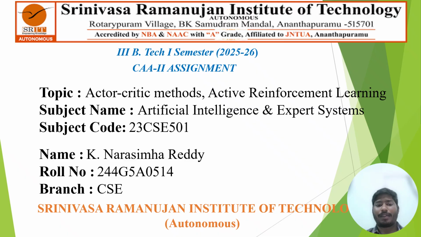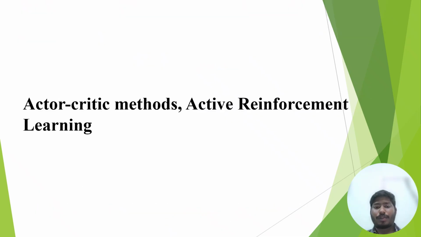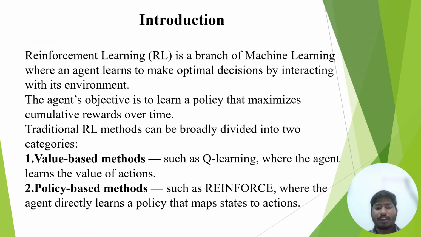Today I will be presenting the actor and critic methods in active reinforcement learning. The introduction of reinforcement learning: Reinforcement learning, or RL, is a core area of machine learning where an agent learns to make optimal decisions through interactions within its environment. The key objective is to maximize cumulative rewards over time.